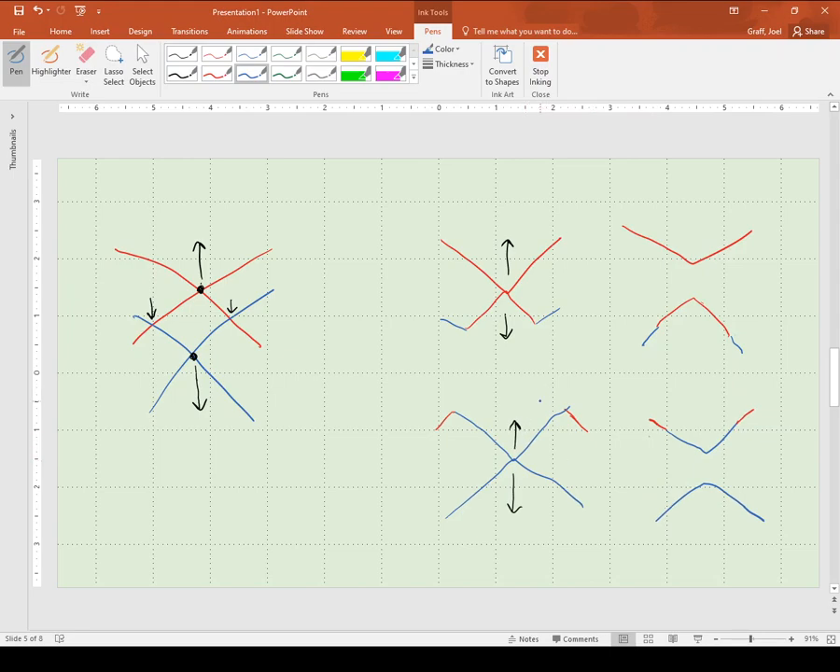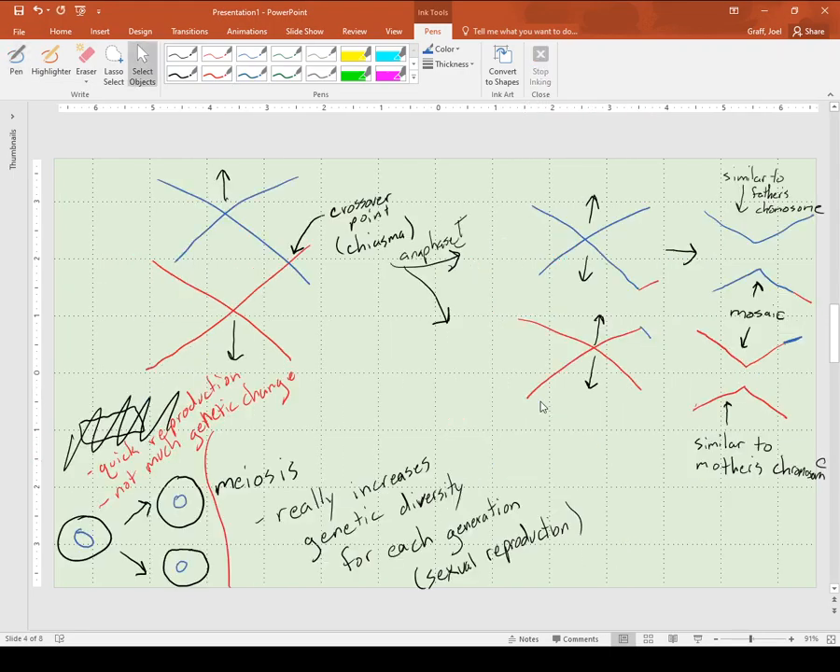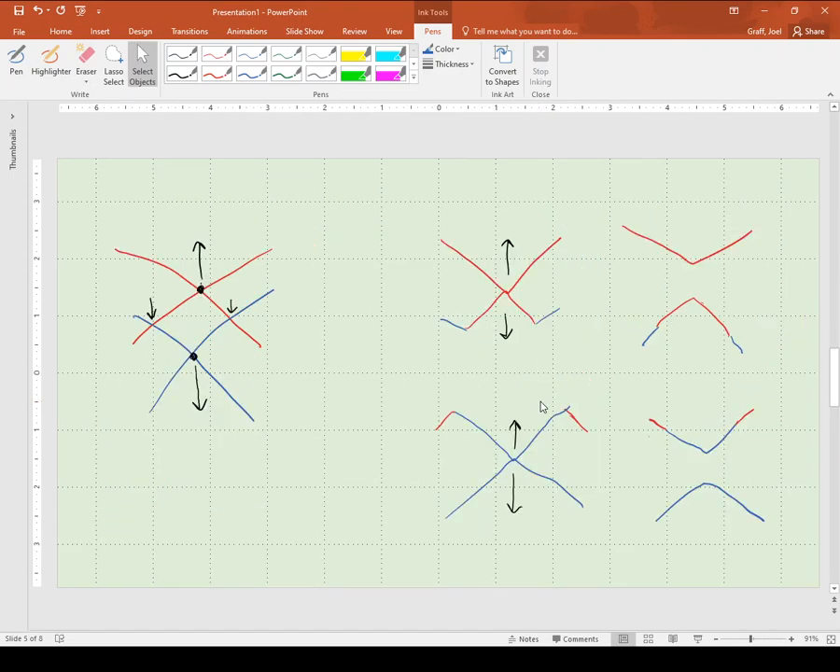Alright, so you end up with your mosaic chromosome. So let me go back a slide. That's exactly what I drew here. So this time what I want to do is focus on genes, alleles.